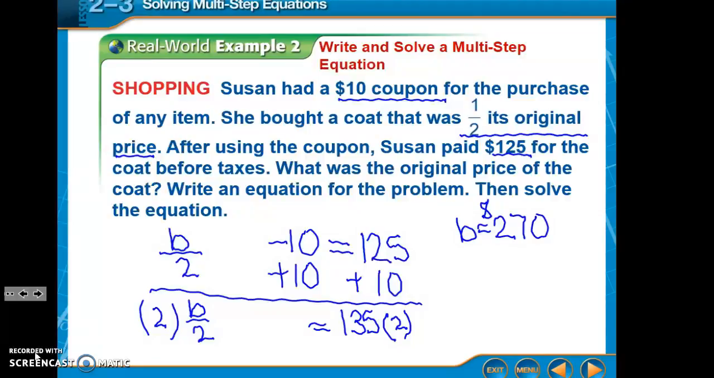Yes. Questions on that one? Write it down. You don't have to write the word problem down, but you should have work written down.